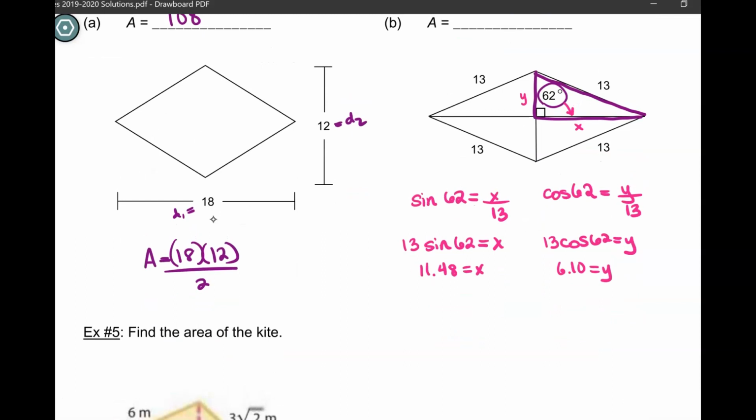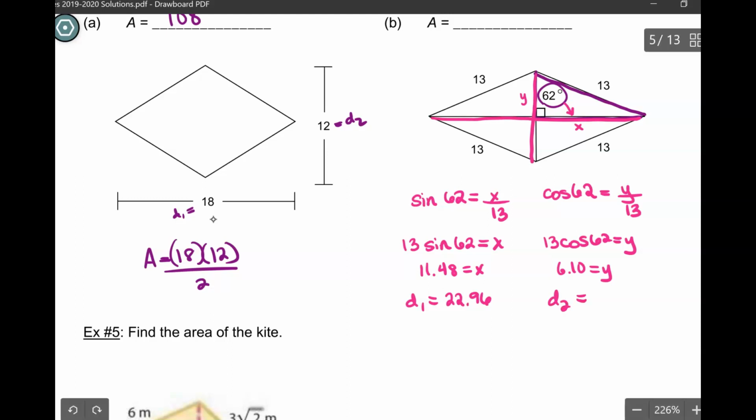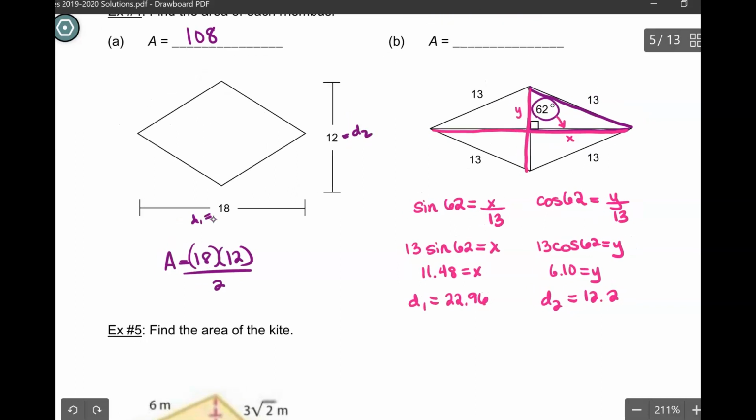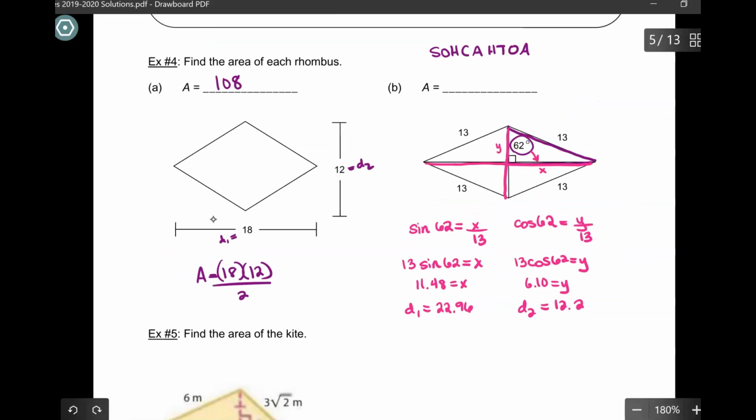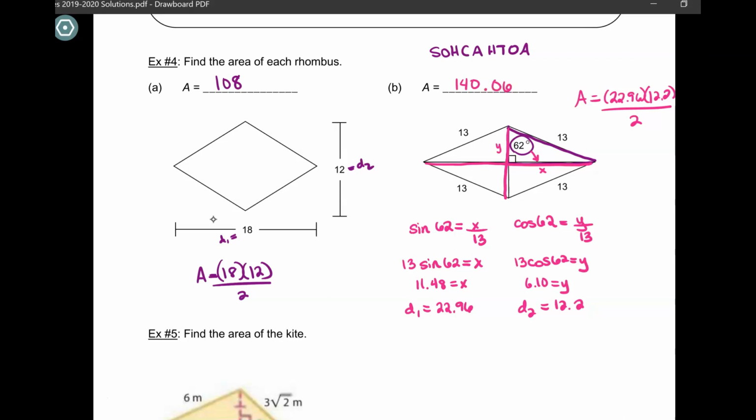Now, if x is 11.48, then all the way across is going to be double that. So I can say diagonal 1 is going to be 22.96. And then if y is 6.1, we're going to multiply that by 2. So diagonal 2 is 12.2. And now for the formula, kind of running out of room here. Let's go here. So then the area is going to be diagonal 1 times diagonal 2 divided by 2. And we get about 140.06. And again, we don't have units for this one, so we'll just leave it.